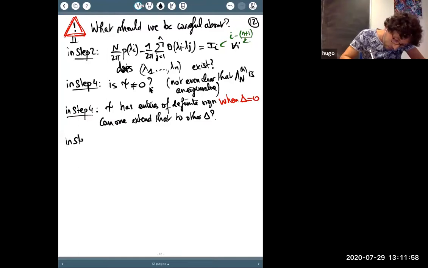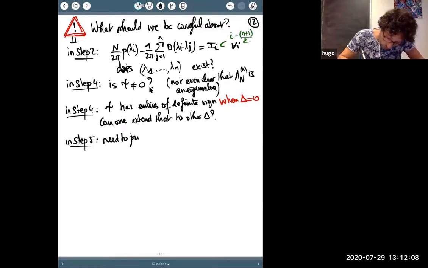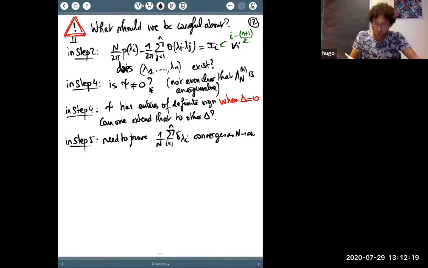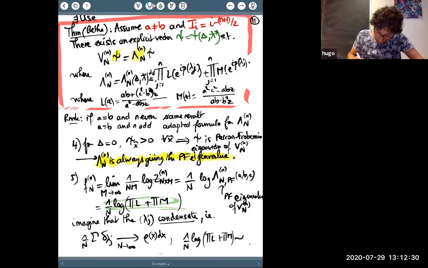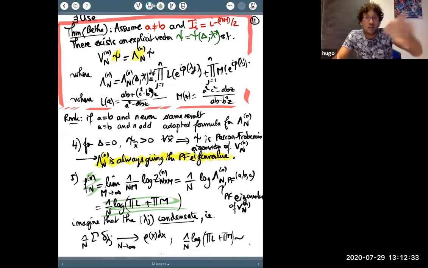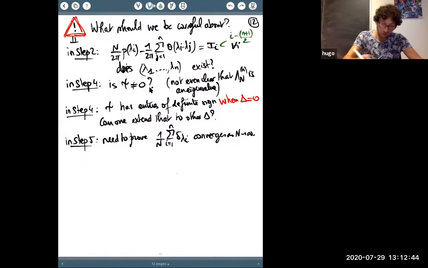And then in step 5, well, we need to prove condensation. So we need to prove that the sum of delta lambda I for I equal 1 to n converges as n tends to infinity, because otherwise we have a formula for each fixed n, but we want to take the limit when capital N tends to infinity. So we need to be able to have a formula which is tractable in terms of asymptotic expansion. Okay? So that's the 4 points that one needs to be careful about.